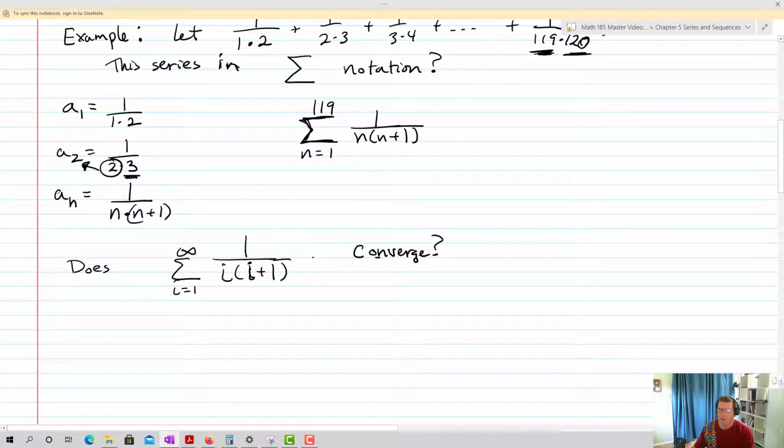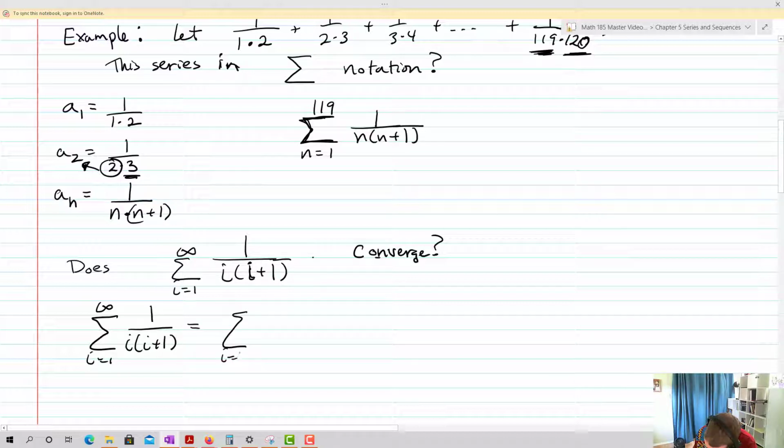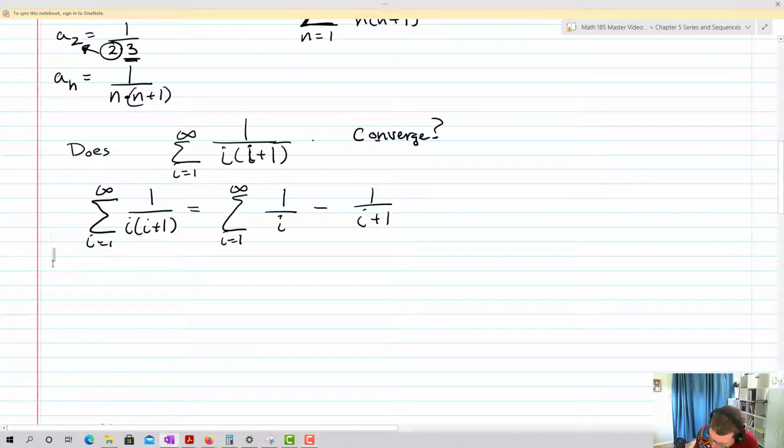In order to answer that question, I'm going to write the sum from i equals 1 up to infinity of 1 over i times i plus 1 equals the sum from i equals 1 up to infinity of 1 over i minus 1 over i plus 1, using a partial fraction decomposition. That's another place where partial fractions come in handy. Let's look at the partial sums and map that out.